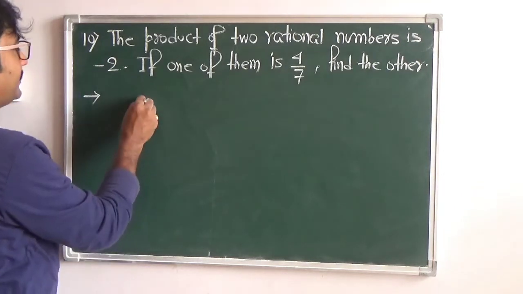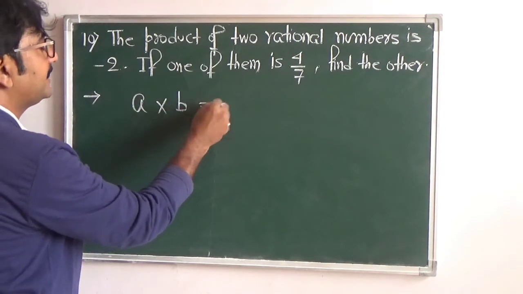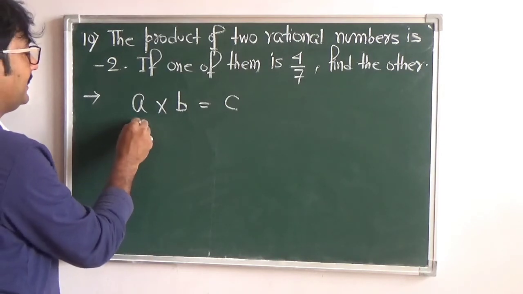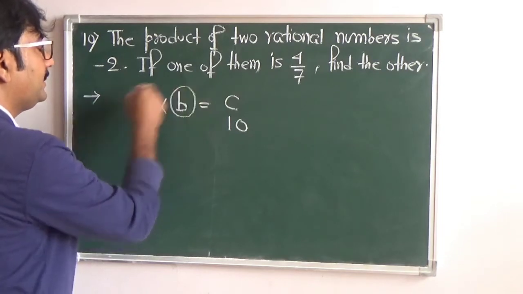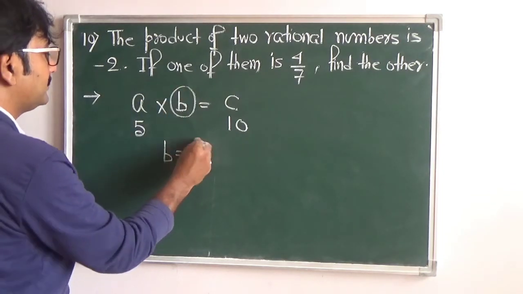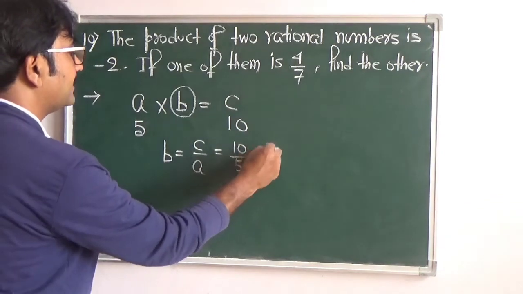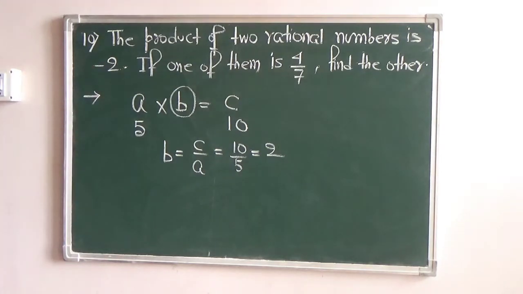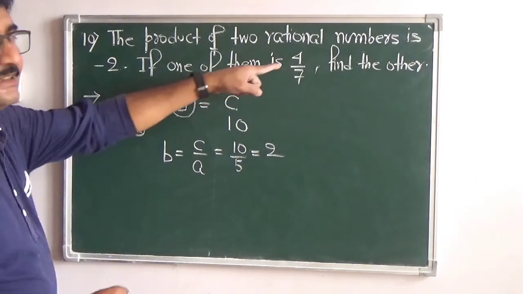Now supposing there are two numbers like A and B. After multiplying these two numbers, we get a value C. Okay, but if this value suppose is 5 and this value is suppose 10, how to get the value of B? So B will be equal to C divided by A, and that is 10 by 5, and that is equal to 2. So this is how, if the product of two rational numbers is minus 2, it is given. So let us take the product, and one of them is 4 by 7.